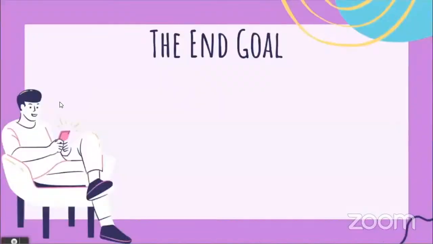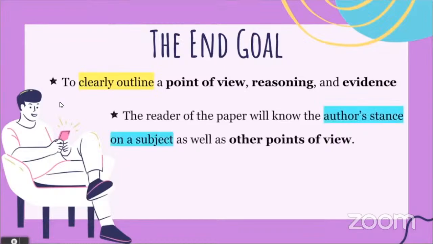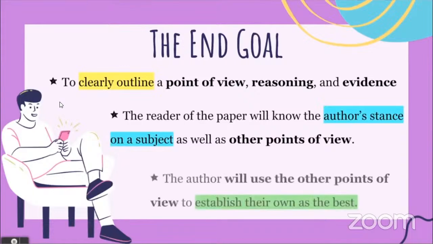So why do we do this? What is the end goal here? The end goal is to clearly outline a point of view, reasoning, and evidence. And from there, the reader of the paper will know your stance on the subject as well as some of the other points of view. And you will use other points of view to establish your point of view as the best.